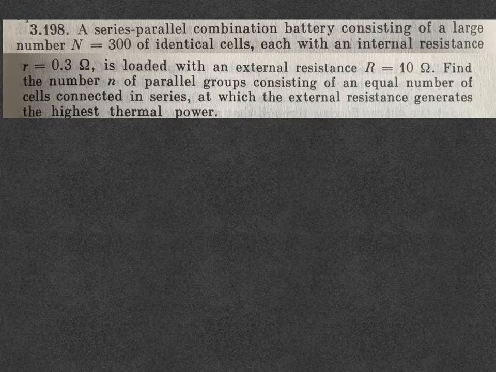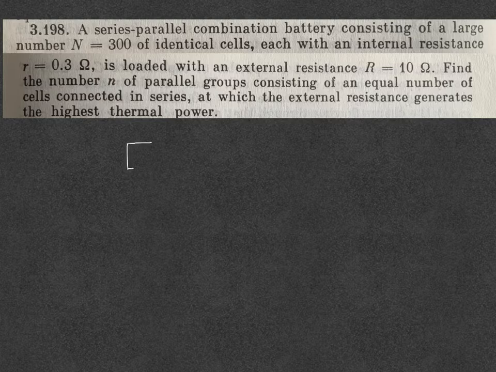So in this problem there are a group of cells. 300 cells, each having an internal resistance 0.3 ohm, is loaded with an external resistance capital R is 10 ohm. Find the number n of parallel groups.